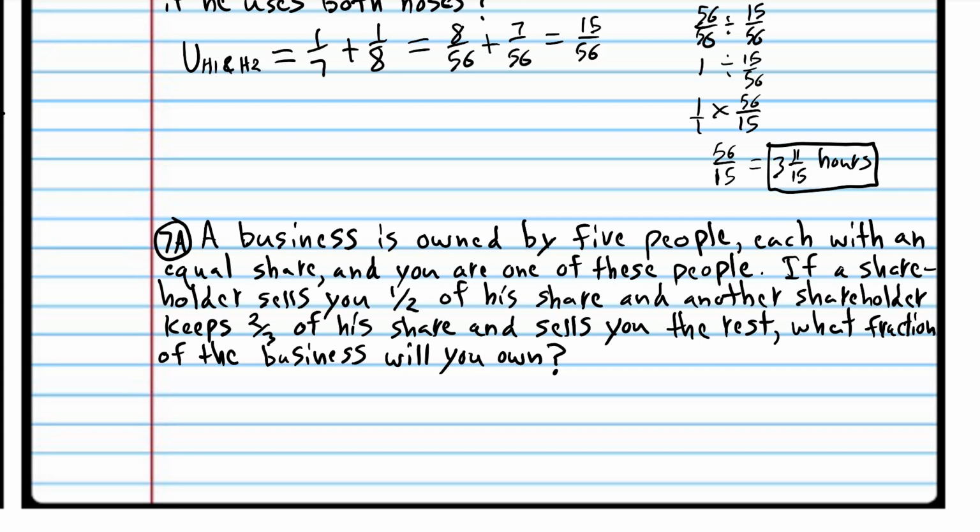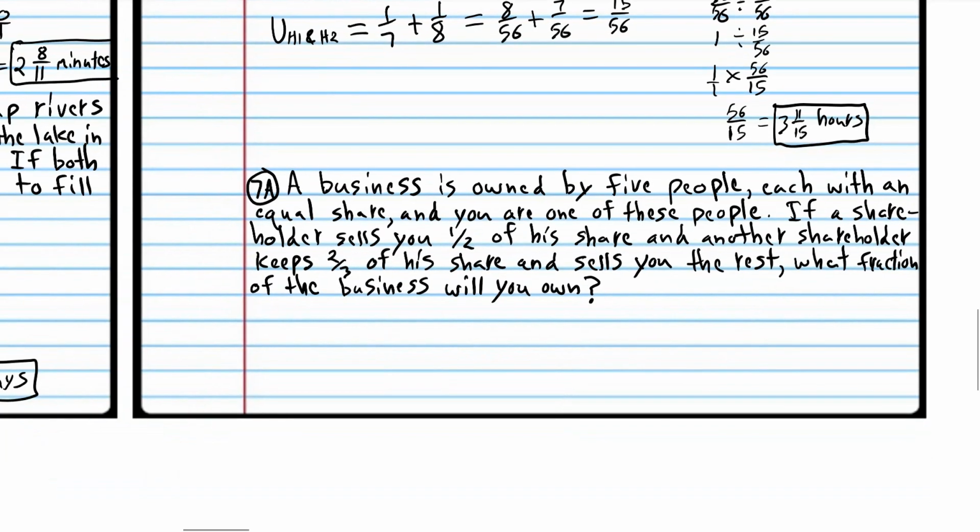A business is owned by 5 people, each with an equal share, and you are one of those people. If a shareholder sells you 1/2 of his share and another shareholder keeps 2/3 of his share and sells you the rest, what fraction of the business will you own? So these problems are all just about finding fractions of fractions. So you own 1/5 of the business to start off.